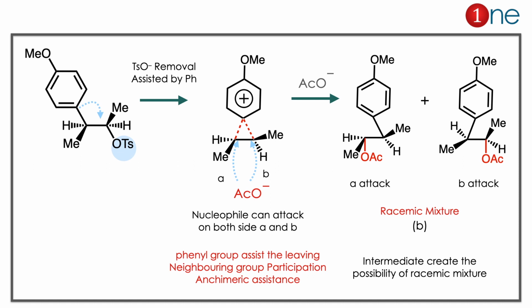Here you have to learn two important things. One is that the phenyl group can be involved in neighboring group participation. The second thing is that a planar intermediate always leads to a racemic mixture. Here the intermediate is planar, so attack from both sides is possible. So the product is always a racemic mixture.